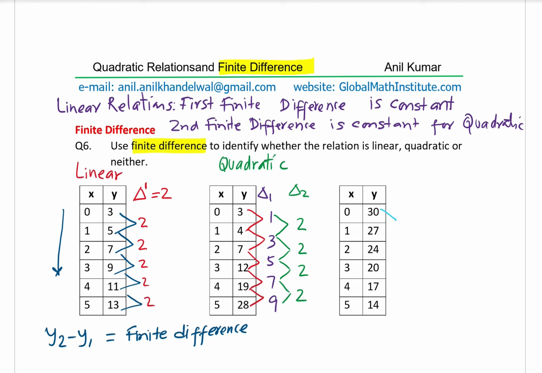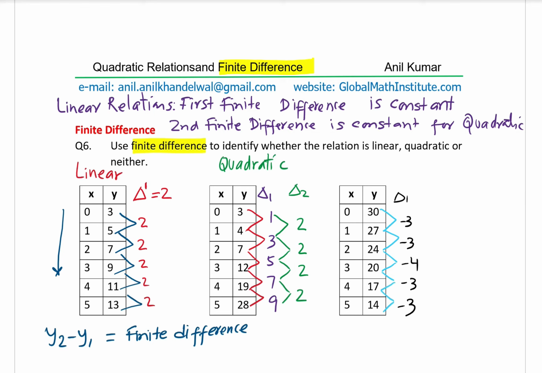So we'll find the difference between the consecutive terms. What we have here is 27 take away 30, minus 3. 24 take away 27 is again minus 3. 20 take away this is minus 4. 17 is minus 3 and 14 is again minus 3. However, it is not constant. So delta 1 is non-linear.